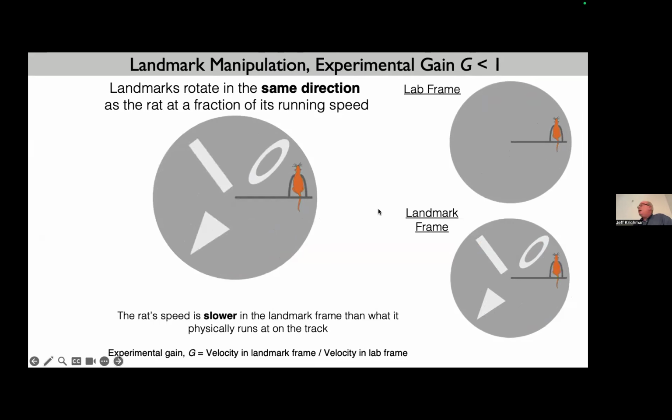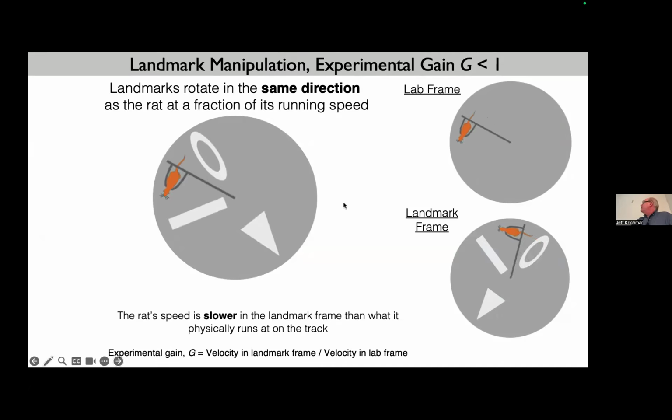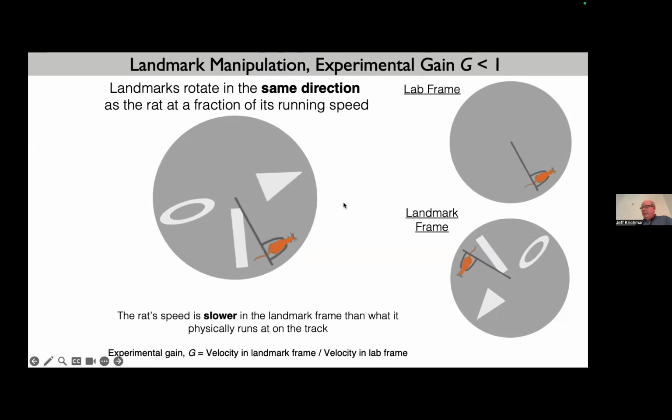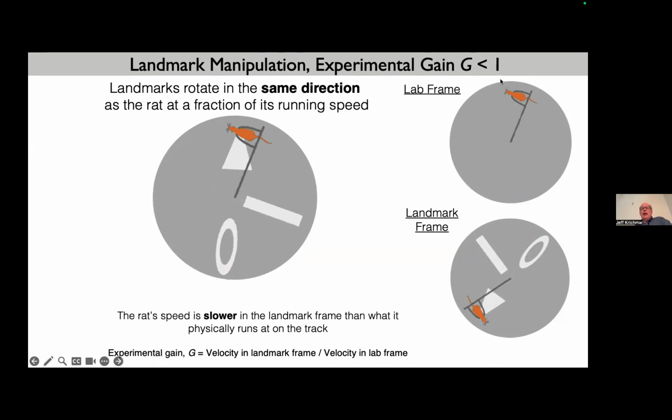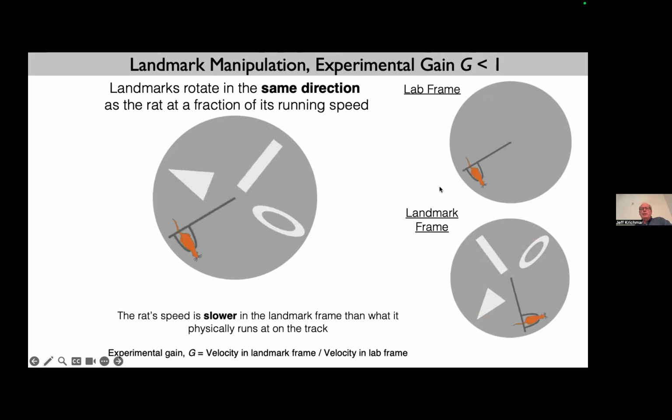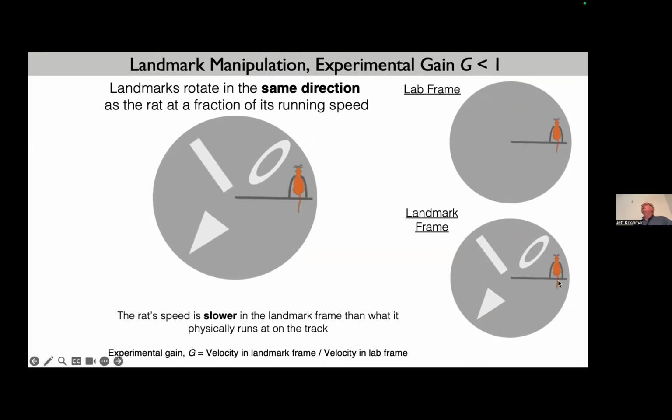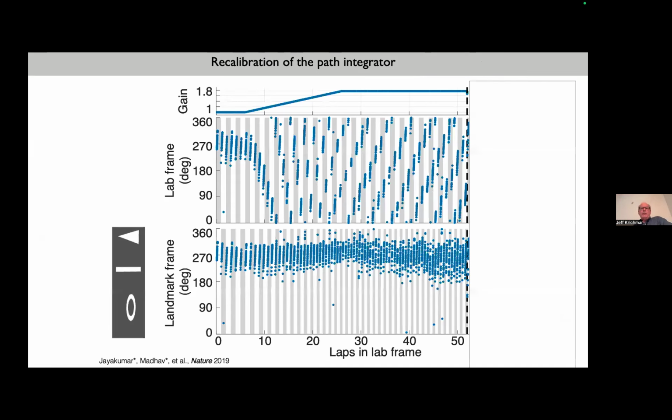We can also make a gain less than 1. In this case, the landmarks are moving in the same direction as the animal. And you can see as the animal moves in the laboratory framework, it moves a certain distance, but relative to the landmarks, it's actually moving slower. So by using these gain factors, having the landmarks move in the same direction as the animal at different speeds, or in the opposite direction, we can give the rat the illusion it's moving faster or slower. And these are the kind of experiments that we've been doing.